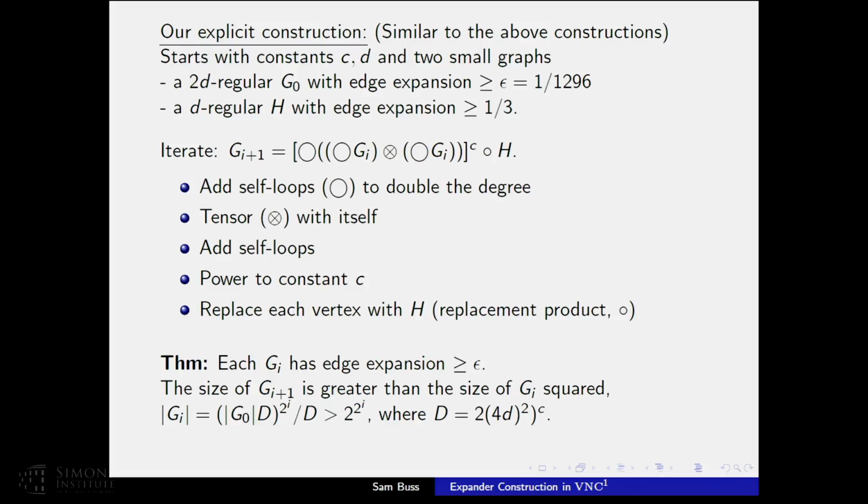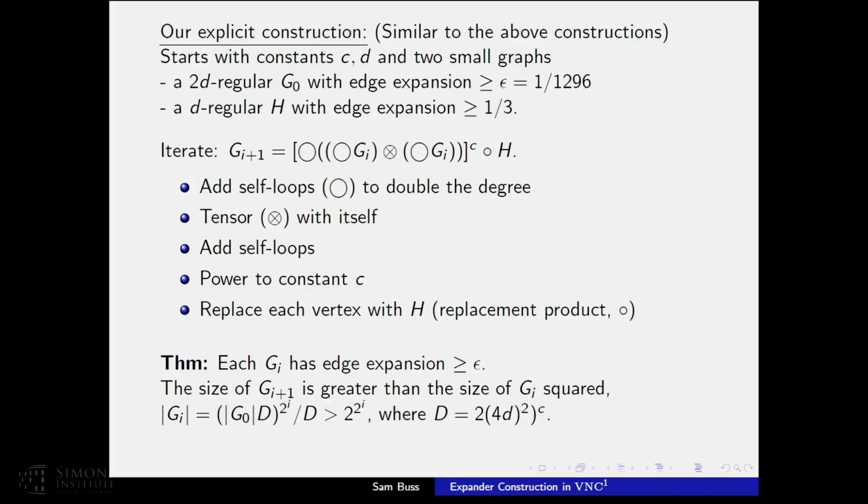Here's a little more detailed description of the construction that we use. We start with constants C and D, positive integers, and two small graphs that can be found by brute force. A 2D regular graph G sub 0, which has positive edge expansion greater than 1 over 1296, and a D regular graph H with edge expansion greater than 1/3. And D can be some small number like 6 or something like that.